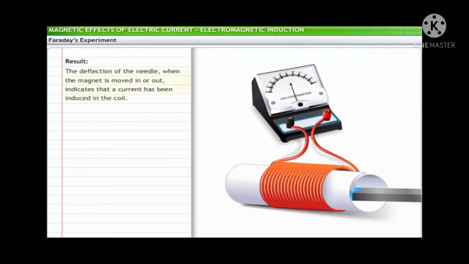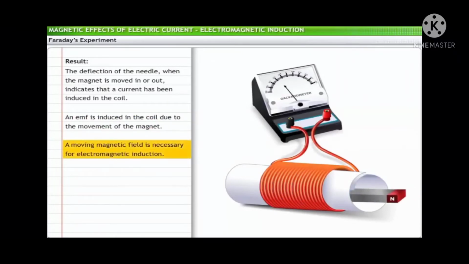to zero. The deflection of the needle when the magnet is moved in or out indicates that a current has been induced in the coil. Thus, an EMF is induced in the coil due to the movement of the magnet. Faraday's experiment confirmed that a moving magnetic field is necessary for electromagnetic induction. The direction of deflection of the galvanometer needle depends on which pole is inserted in the coil first. For example, in the experiment you saw, if the magnet is inserted with north pole first, the needle will deflect in the opposite direction as that of the previous case.